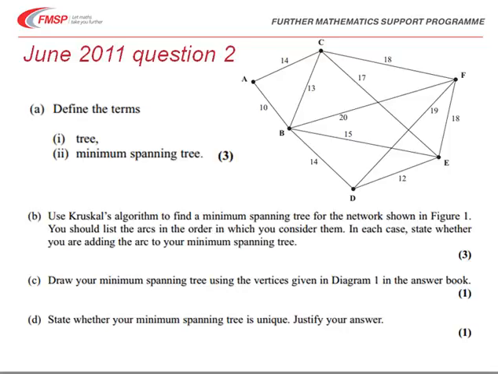in the figure. It says that the arcs, when we're doing this, we should list the arcs in the order in which we consider them, stating whether we are adding those arcs to our minimum spanning tree or not. We're also asked to draw the minimum spanning tree using the vertices in a diagram in the answer booklet, and to state whether our minimum spanning tree is unique and justifying our statement.